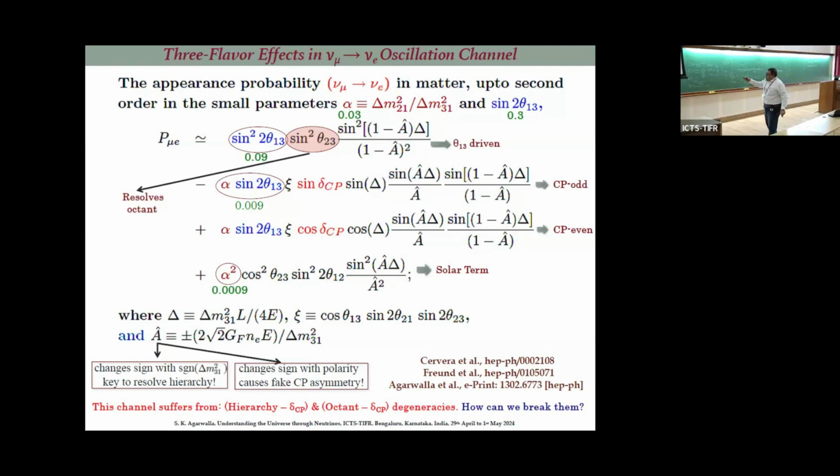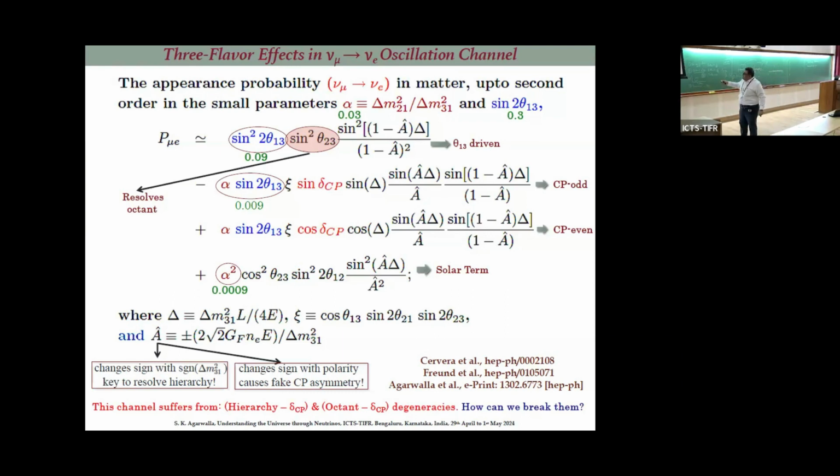So this formula is very complicated when you take 3 flavor and you have also earth matter effect. So if you expand this formula in these 2 parameters, alpha is the ratio of 2 splittings, and this is a small quantity, right? This is 1 by 30, so 0.03, alpha is 0.03. Agree? And this theta 13 is also very small, around 8.5 degrees. So sine 2 theta 13 is around 0.3 also. Agree? So these are small quantities.